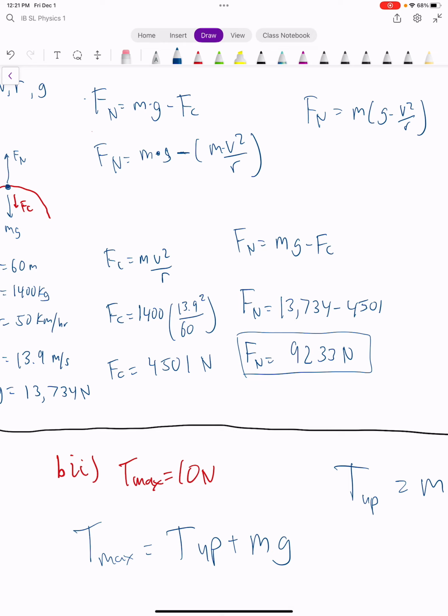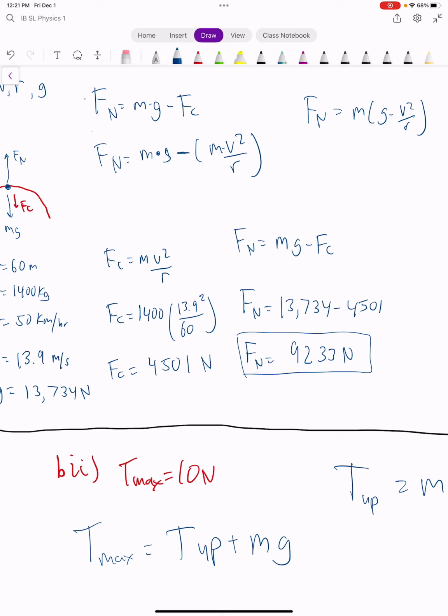Now Fn should be less because if you're going up the hill, you're pushing on the ground less, the car wants to go up. Now, there's no force pulling the car up, but you need to just think of it as when you go over a hill, you feel lighter. So the weight is being used as centripetal force in a way. So the weight is helping it maintain that circle. The more the car weighs, the more it will stay in that circular path.